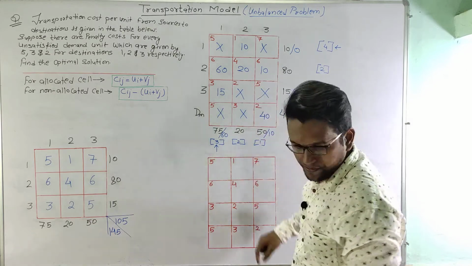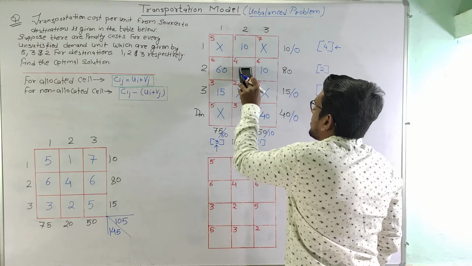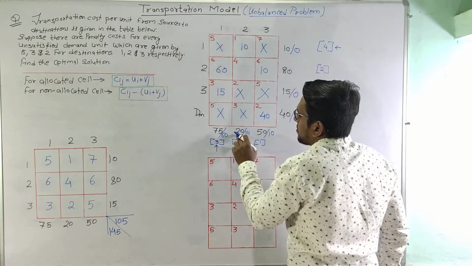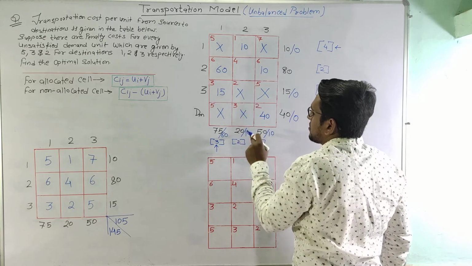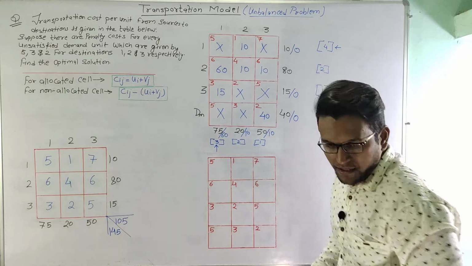Okay, sorry, this is not 20, this will be 10, because we have already allocated 10 here. So out of 20, 10 has been allocated, so 10 will be remaining. So here it will be 10.